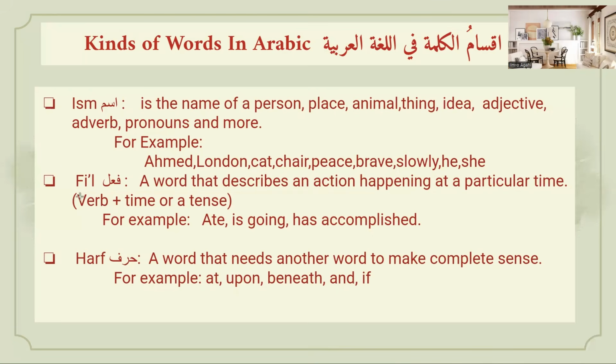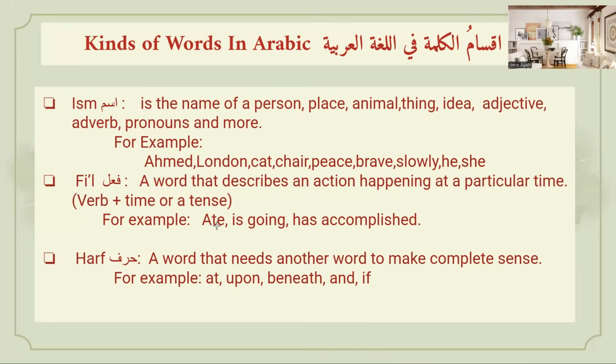Okay, then fail. What is fail? The second type of word in Arabic is fail. Fail is a word that describes an action happening at a particular time. So if a word is telling you what action is happening in the sentence, and the same word tells you a particular time also, then it's a fail. So there has to be the name of the action, and that action is happening at a particular time. Then we can say that this word is a fail.